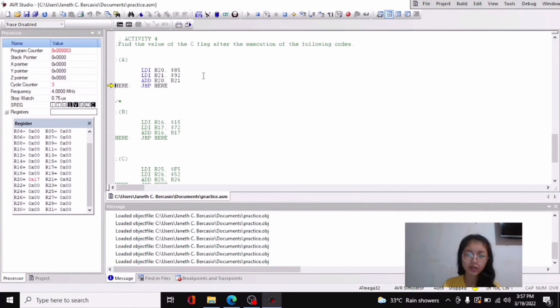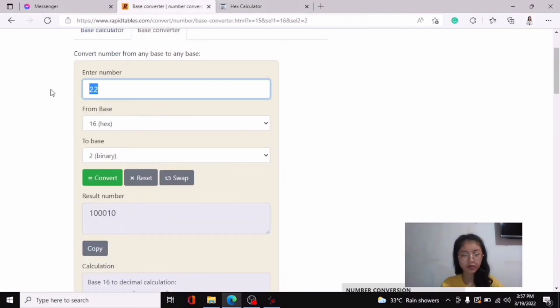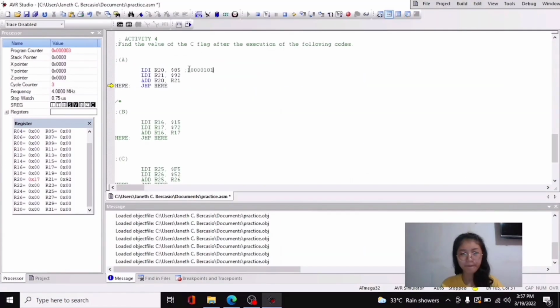To know the reason, we get the equivalent of those numbers. Observing this number, when we add the D7 of both numbers, we will be having a carry from D7. That's why our C flag is activated, or it is equivalent to 1. Next, let us proceed to letter B.